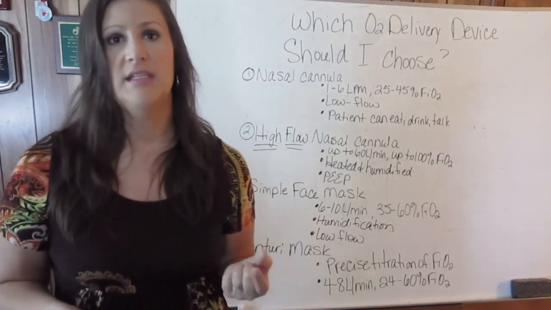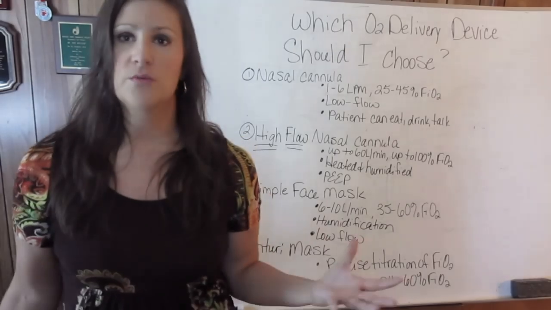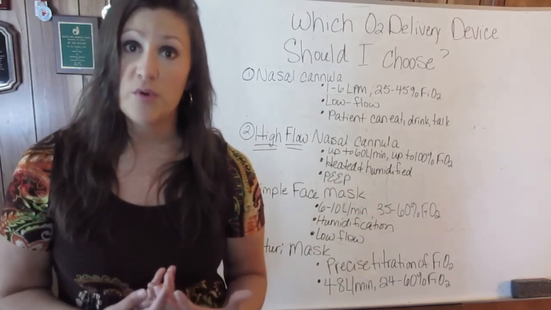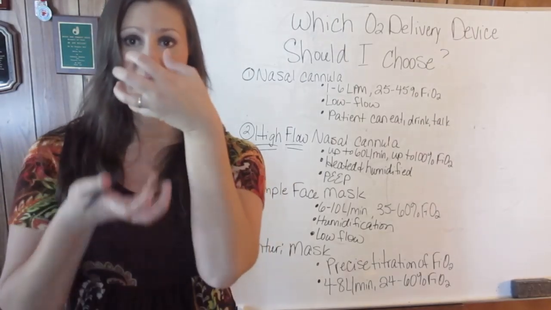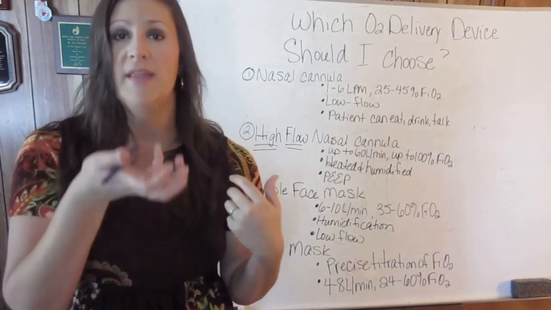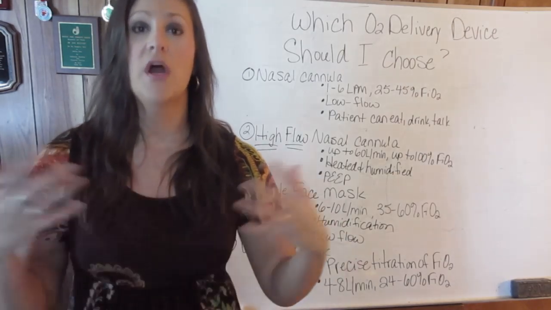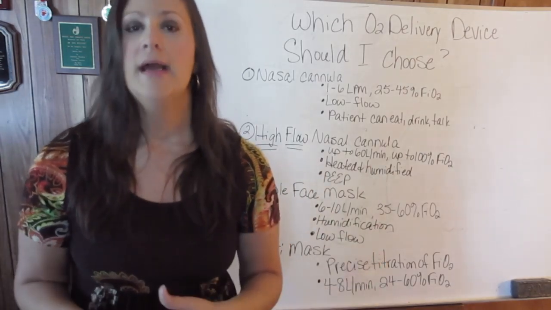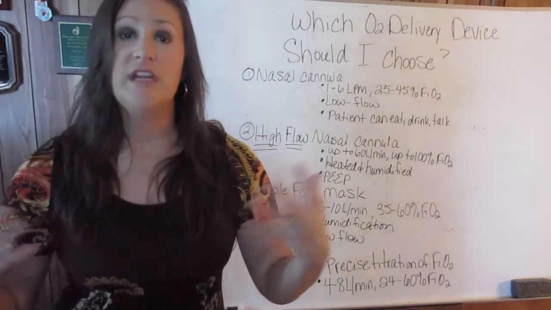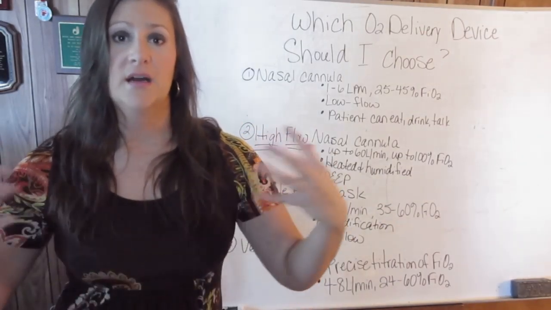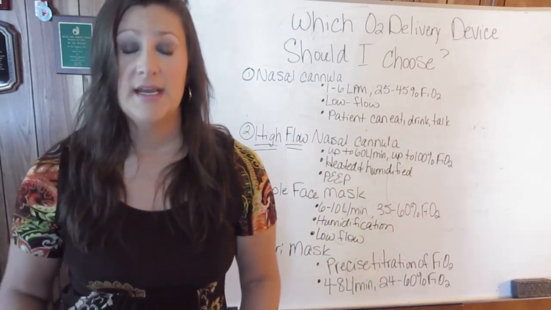One more device that I don't have listed here on my board, but I want to mention real quick, is called the non-rebreather. And that's where you'll see the mask and then you have the bag. And that's called the reservoir, right? And so the non-rebreather, it's called 100% non-rebreather. The flow rates on it can be up to 15 liters per minute. FiO2 percentages up to 100%.